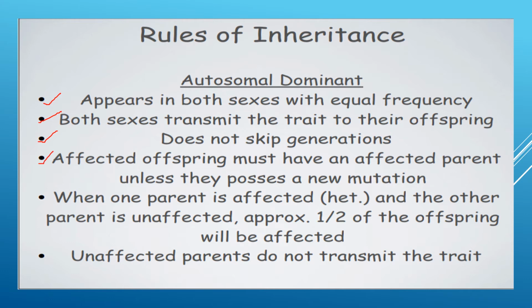When one parent is heterozygous and the other parent is unaffected, then approximately 50% of the offspring will be affected. Whoever inherits the mutant allele will have the disease. Unaffected parents do not transmit the trait.